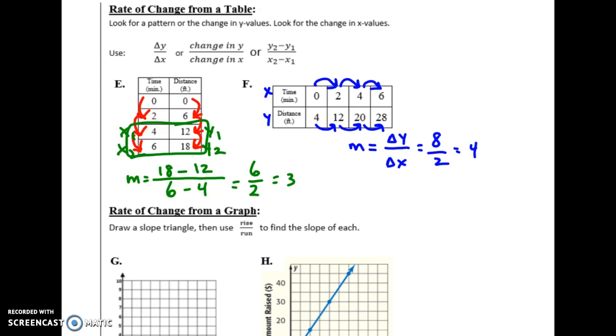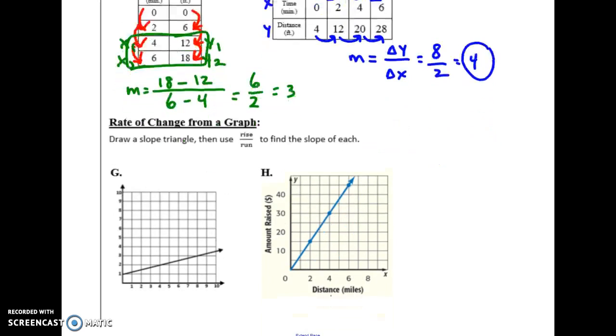Who has the greater rate of change? A or B? Or wait, I guess I used E and F. E has a change of just 3. Remember, rise 3, run 1? It's steep. But isn't this going to be steeper? Rising 4, running 1 is going to have the steeper slope. Very good.